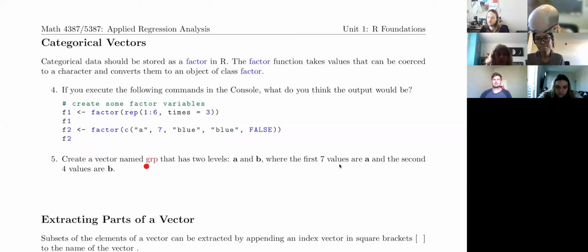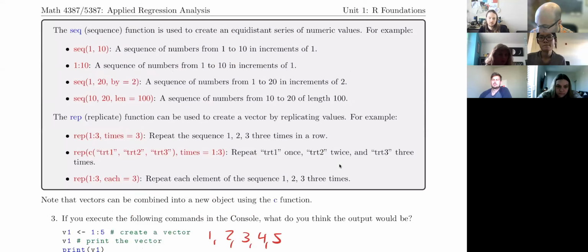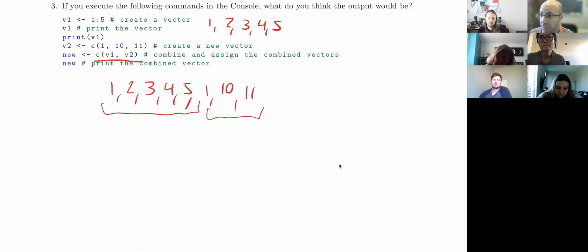What we want to do is create a vector here that is called GRP, call it whatever you like. But this vector is going to have 2 levels. One level is A, one level is B. The first 7 values in this vector are going to be level A. And the next 4 values are going to be B. So using these commands that we talked about, factor, replicate, sequence, I don't think you'll need the sequence one.